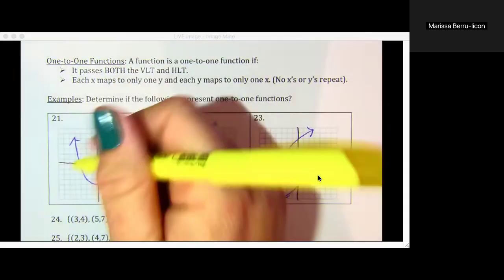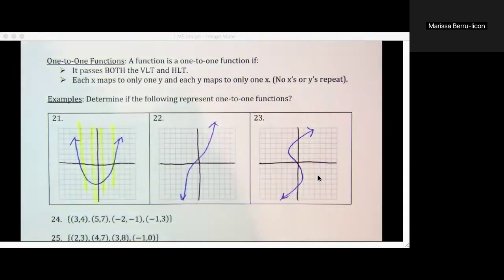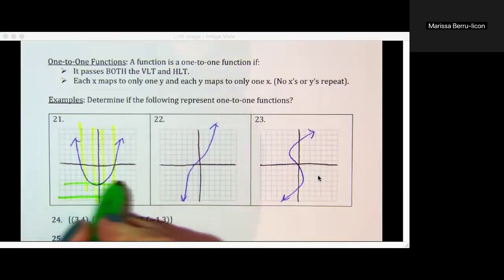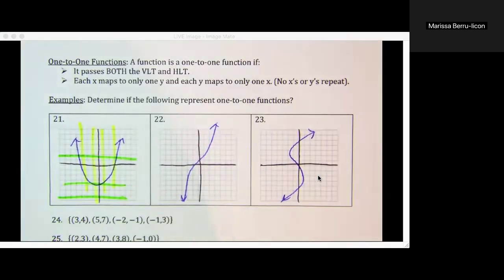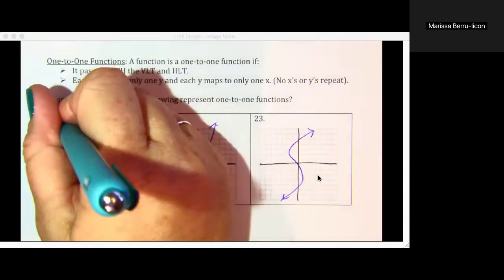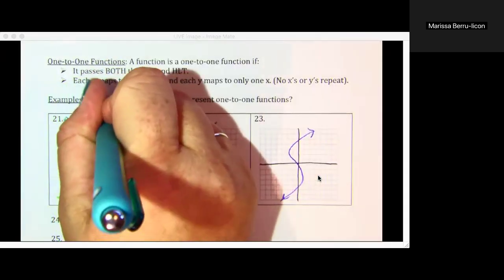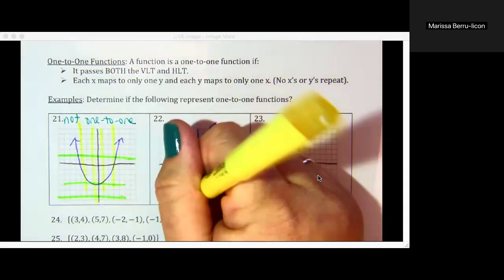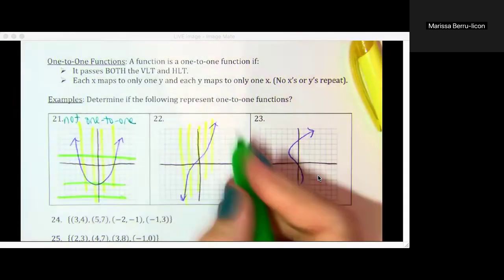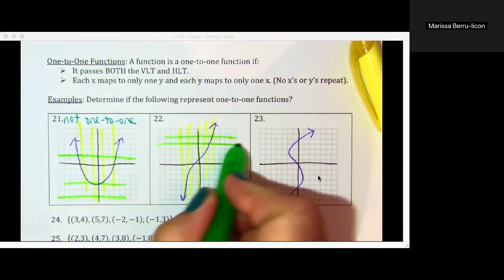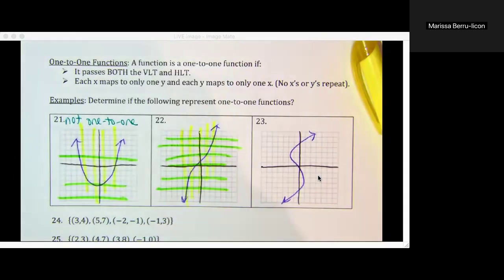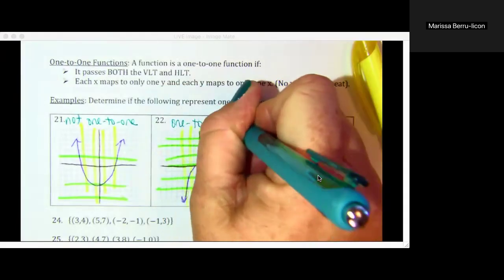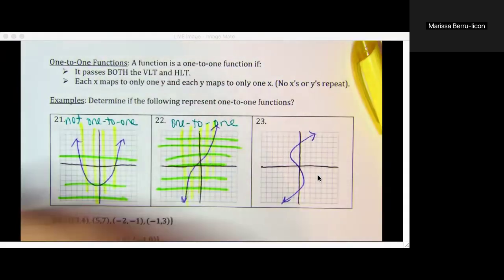So checking if this passes the vertical line test, it does. Checking if this passes the horizontal line test, and nope, it fails. So that means that this is not one-to-one. Okay. And the next one, it passes the vertical line test. Even though it gets really steep in a few areas, it still only hits exactly one. For both, it passes both. So that means that this is in fact one-to-one, or it's a one-to-one function.